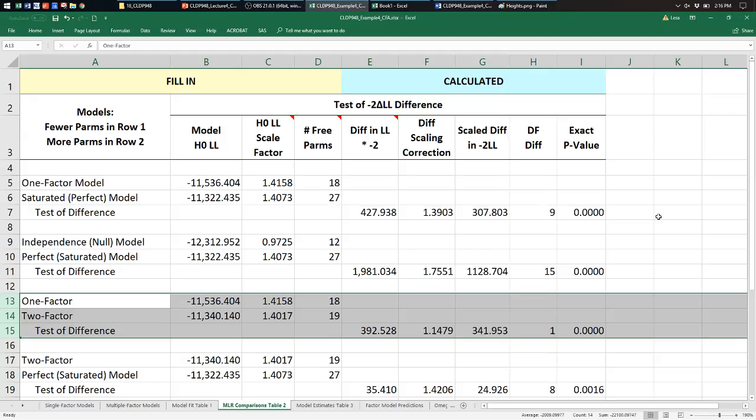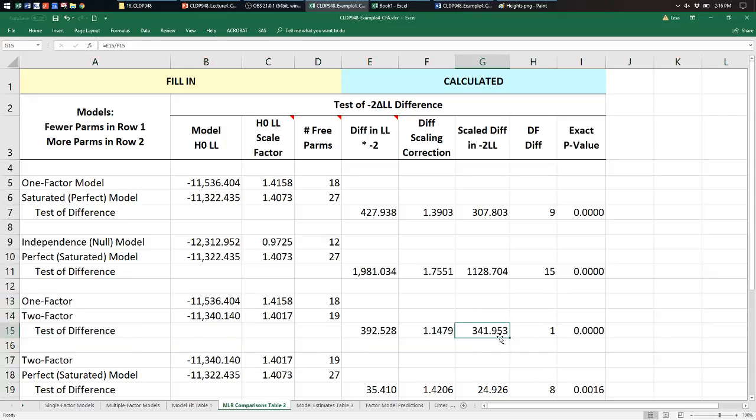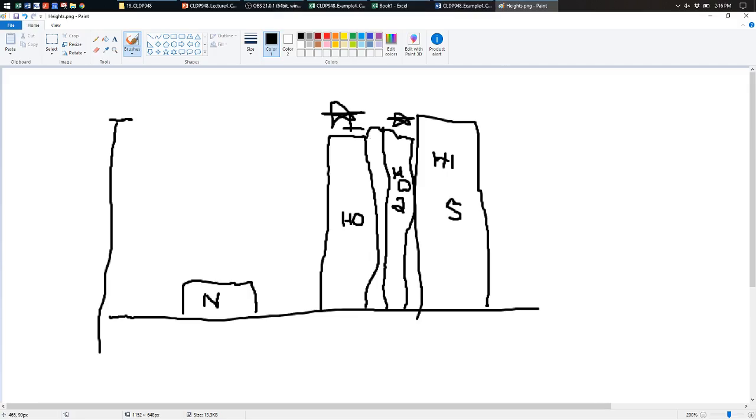So the difference between these two, then, is a chi-square value of 341 from adding one thing, the factor covariance. And so this is a significantly better fitting model than what I had before. But it's still not perfect. So I'm heading in the right direction. That's what we know. But I'm not there yet, according to the overall chi-square of perfectness.